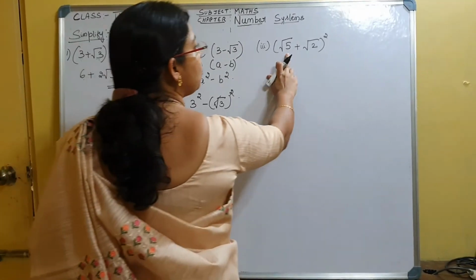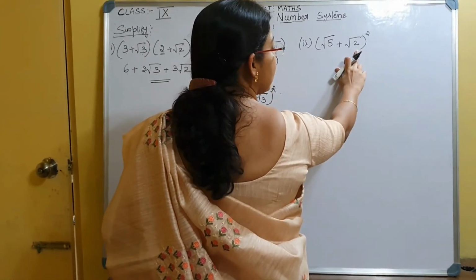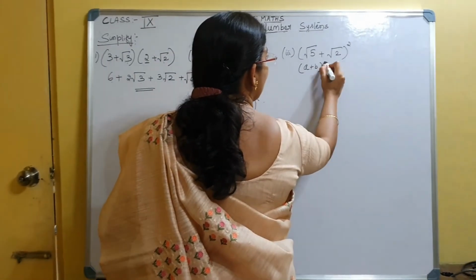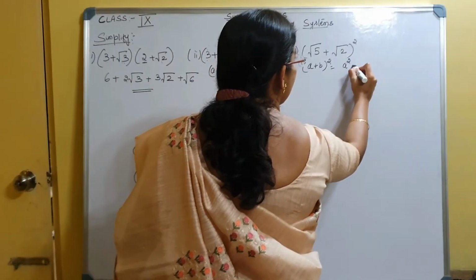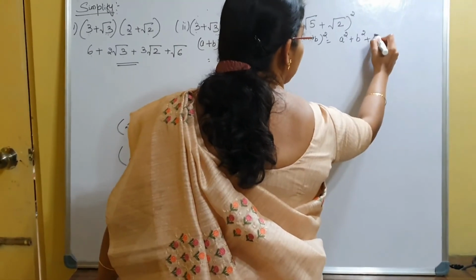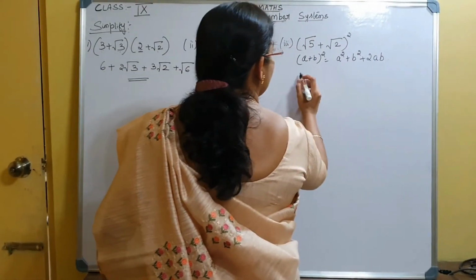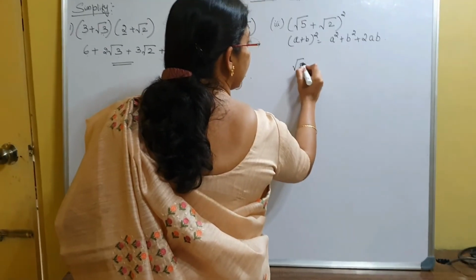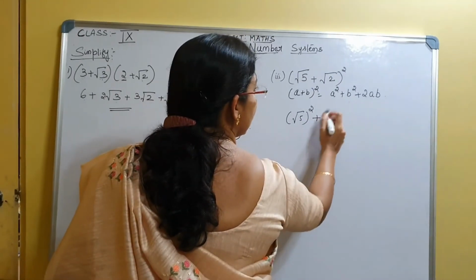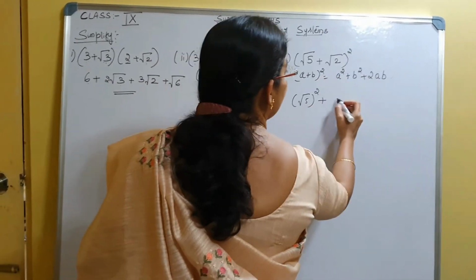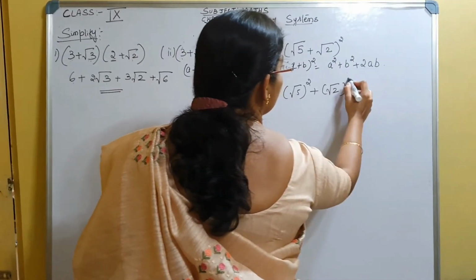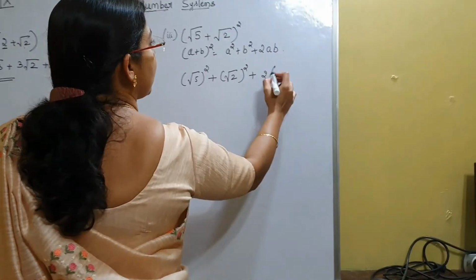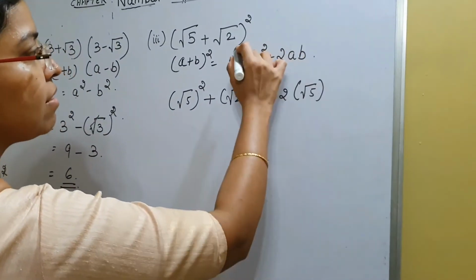Here, root 5 and root 2 are two different numbers. So it is in the form of A plus B the whole square, which says A square plus B square plus 2AB. We will use this identity and expand this. Root 5 the whole square, plus B square, which is root 2 the whole square, plus 2 into A, which is root 5, into B, which is root 2.